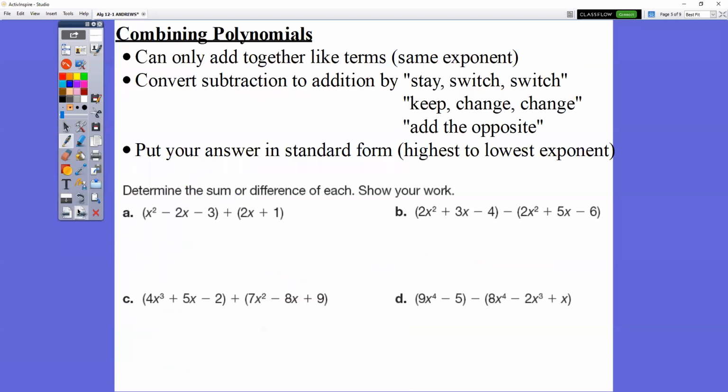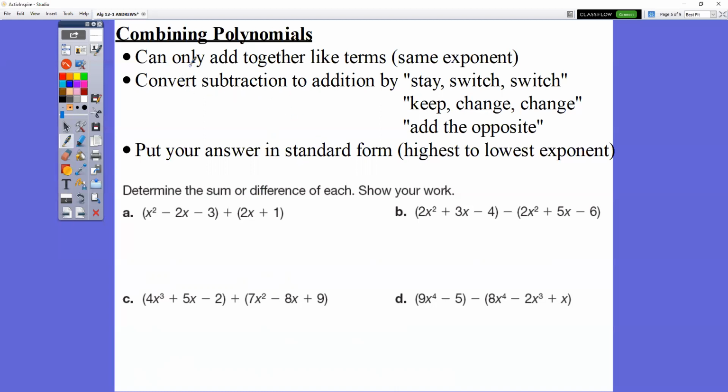All right. Now, what are we going to be doing with these? We are going to be adding and subtracting them today. Later on in the chapter, we're going to be multiplying them. You're going to be multiplying binomials times trinomials. You're going to be factoring polynomials. You're going to be doing all sorts of stuff with them. Today, what we're doing is we are adding and subtracting.